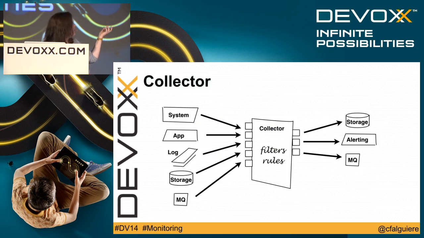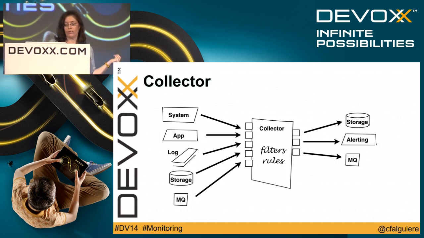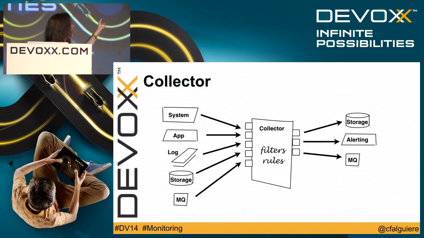So basically, most of the collectors are frameworks where you can put plugins or activate plugins, depending on what you want to do. So you may have plugins as input. You may have plugins for system, app servers, database. Some of them also know how to parse logs, and they also know how to get data from other collectors or other storage systems. And as output, they can store data, send data to an alerting platform, or put them in a queue.